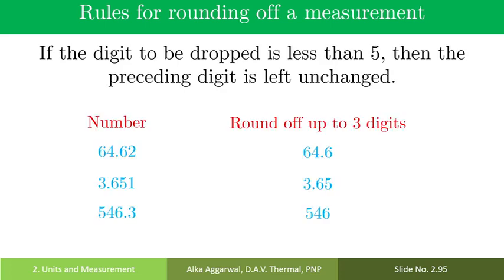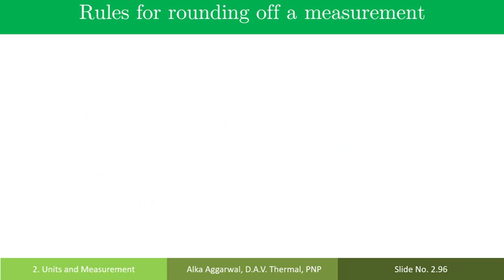For example, in the number 64.62, if the number to be dropped is 2, which is lesser than 5, then the number is left unchanged. If the number to be dropped is 1, which is lesser than 5, then the preceding digit is left unchanged. Similarly, in this case, if the number to be dropped is 3, then the result is 546.